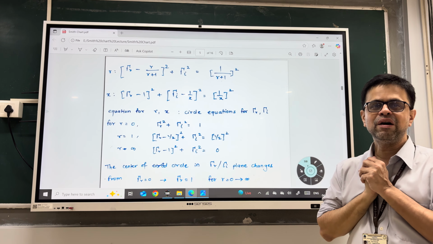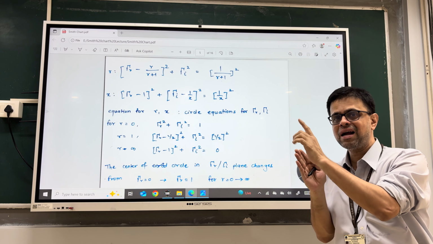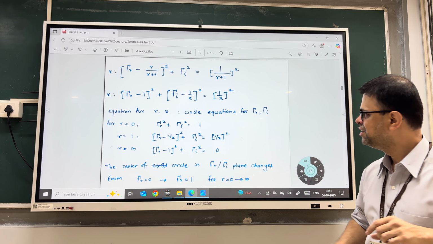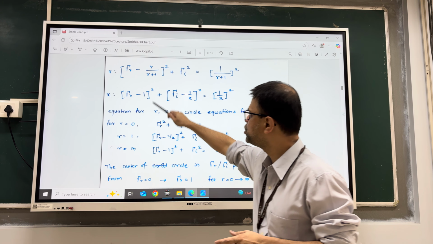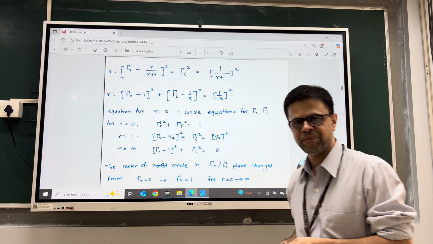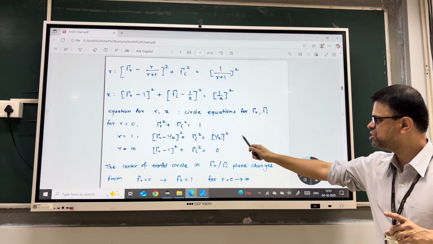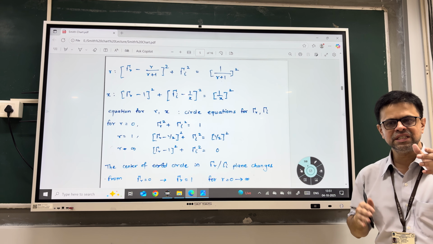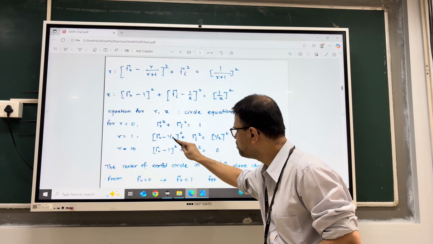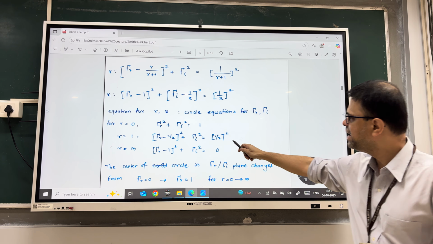Next, R equal to 1. Now remember, we are transforming RX to the gamma R and gamma I domain, or U and V domain, as I have shown in the earlier slide. So here, if I substitute R equal to 1, then you have a circle of this form: gamma R minus 1 by 2, the whole square, plus gamma I square is equal to 1 by 2 square. Now what does it represent? Again, it represents the equation of a circle with center at 1 by 2, 0 and radius 1 by 2.